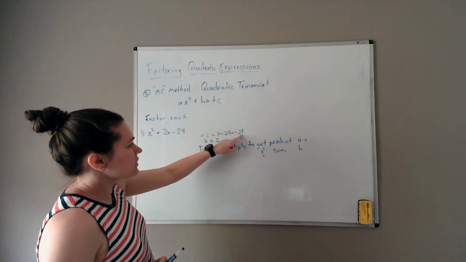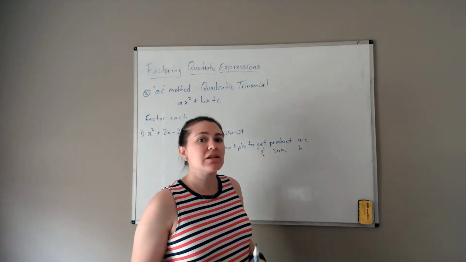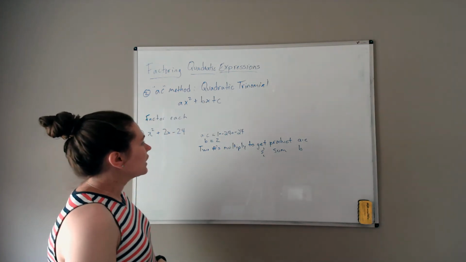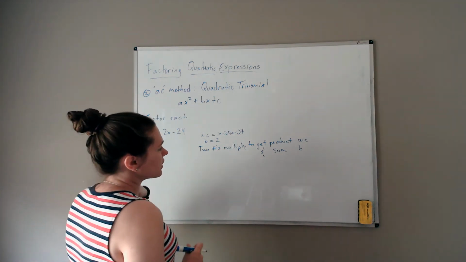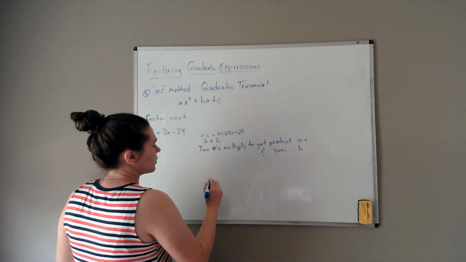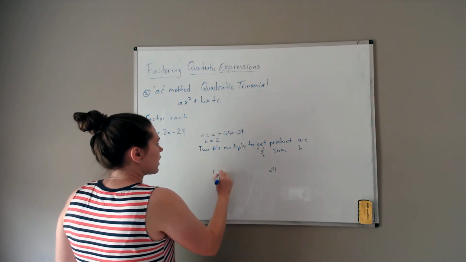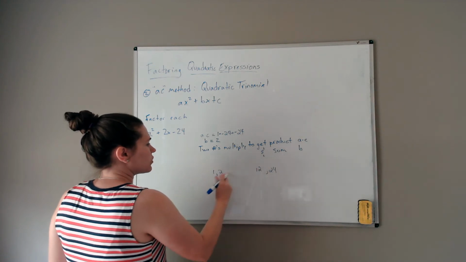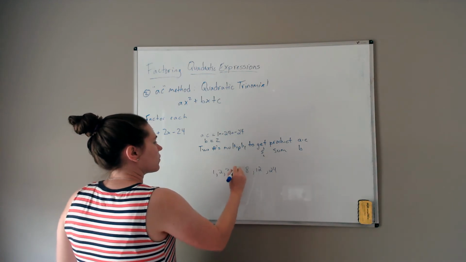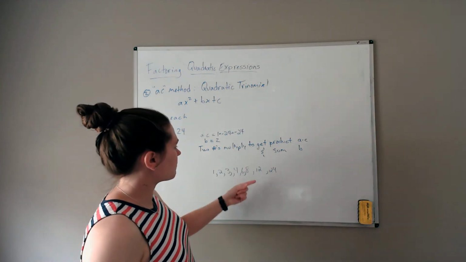Since the product is negative, that means one's positive and one's negative. And since the sum is positive 2, that means the positive number is larger than the negative number. There are two ways. You could just guess and check with negative 24, but if you want to know every single combination that can multiply together to give you negative 24, we just write out all of the factors of 24. So 1 and 24, I do it like this so that I don't miss any. 2 and 12, and then 3 and 8, and 4 and 6. In between 4 and 6 is just 5, and 5 is not a factor of 24.